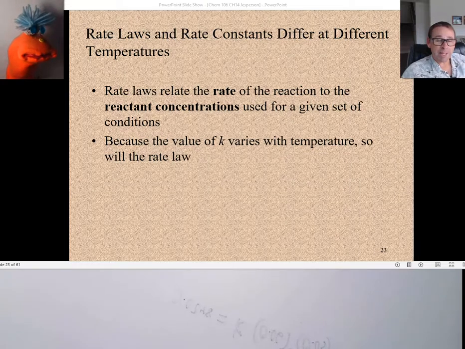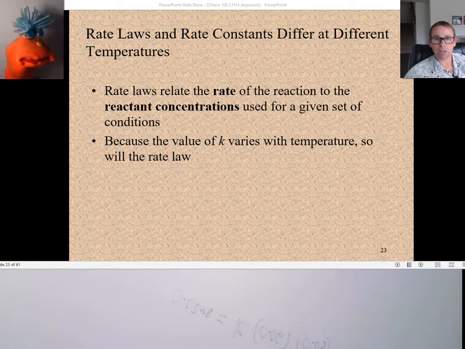All right, so we've been learning all about rate laws, all about concentrations and how to determine rate laws given a handful of experiments, right? Finding out how the rate of a reaction changes by doubling a given reactant, for example. Now, the rate laws relate the rate of the reaction to the reactant concentrations.